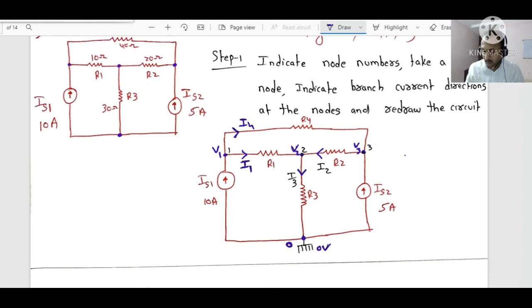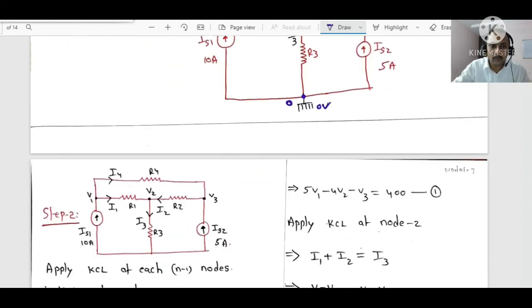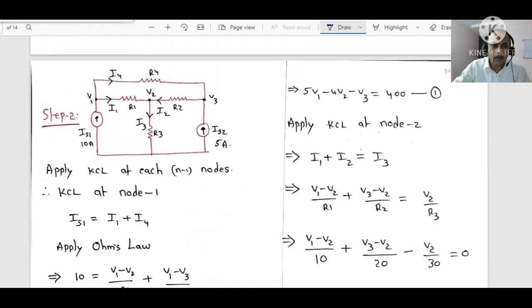Okay, yeah. On looking at this diagram itself, you will get some marks. What are those? Indicate the node numbers V1, V2, V3. Indicate the branch currents I1, I2, I3, I4. Indicate the reference node. Step 1 is completed. Clear. Go to step 2. Simple. Apply KCL. That's it. You don't bother much. You just simply apply KCL. Sum of the entering currents equal to sum of the leaving currents.